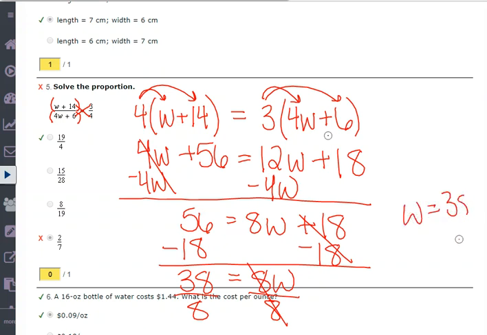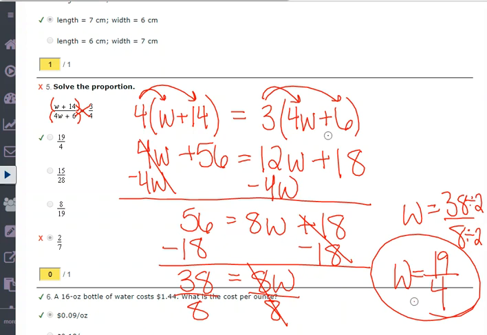If you look over here, you'll notice that answer is not here. That's because this fraction is not reduced. Both of these numbers are even, so they are divisible by 2. 38 divided by 2 is 19. 8 divided by 2 is 4. So there's your final answer, 19 over 4.